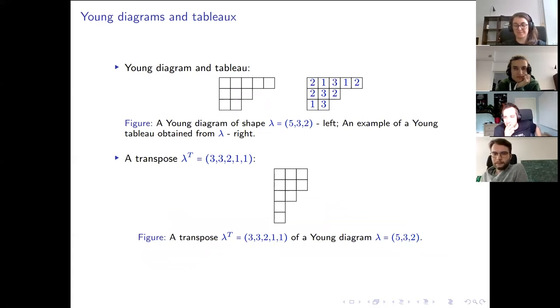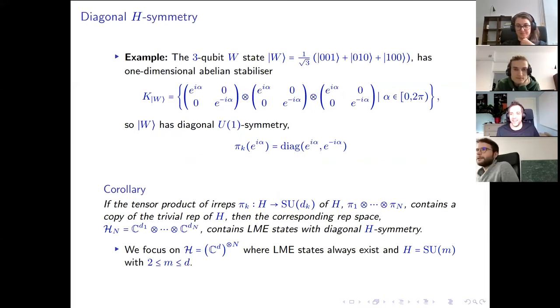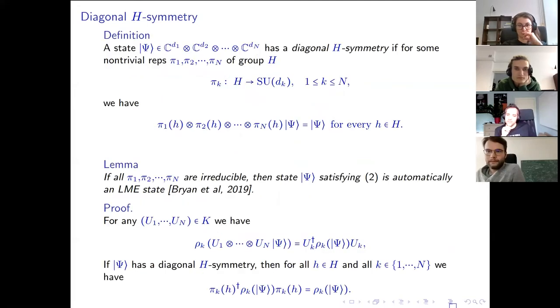I'm understanding everything, just maybe for students in the audience, can you give one line of reasoning for why the existence of a trivial representation tells you that those LME states exist? With this symmetry, yeah. As you see from the definition, the trivial representation is the one where all elements from G act trivially on a state of H. So we will get exactly this line from the definition of diagonal symmetry, provided that this psi is from this trivial part. Hence, this psi will have diagonal H symmetry, right?